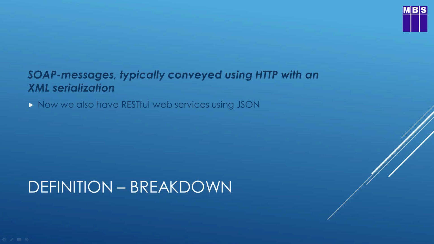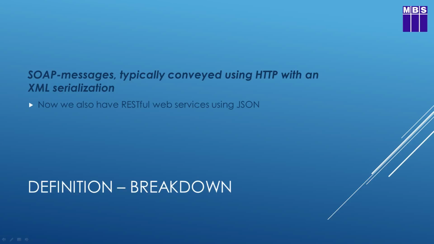Thirdly, the definition said SOAP-based messages are typically conveyed using HTTP with an XML serialization. So when web services were first introduced, they were what were known as SOAP web services, and they transmitted their data in XML format using HTTP. Nowadays we also have RESTful web services which use JSON. So SOAP is a web standard based on XML.